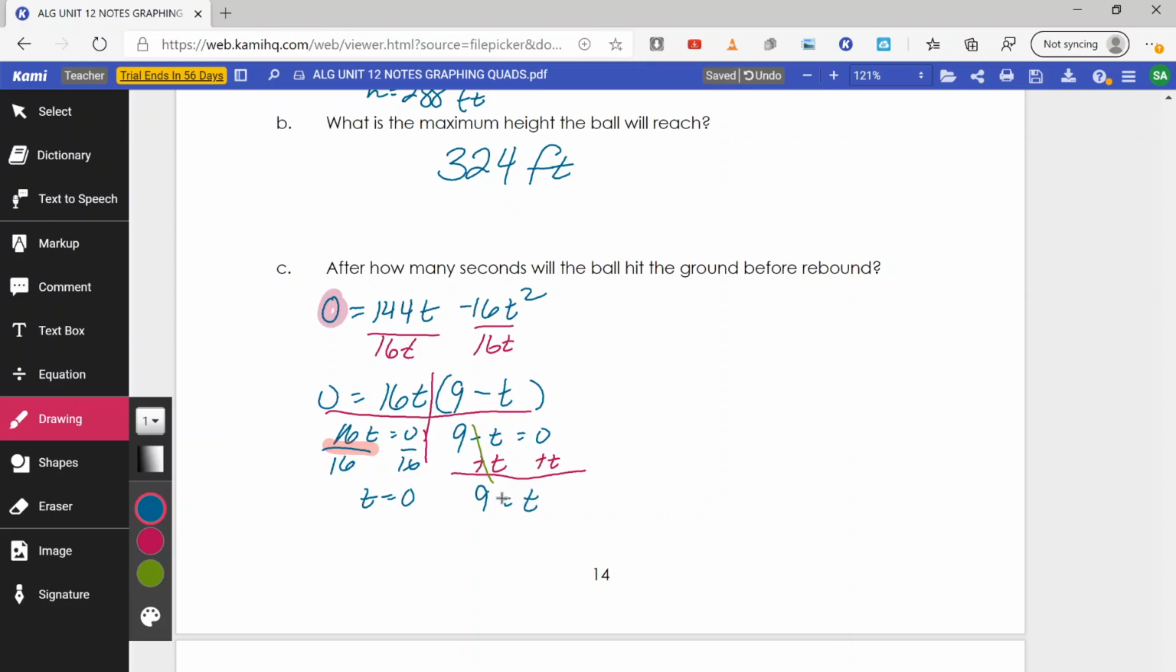So again, the question is how many seconds until I hit the ground before rebounding? Well, we start at 0, so that doesn't really apply here. So we're going to ignore that. So that means 9 seconds. The ball is in the air for 9 seconds before hitting the ground.